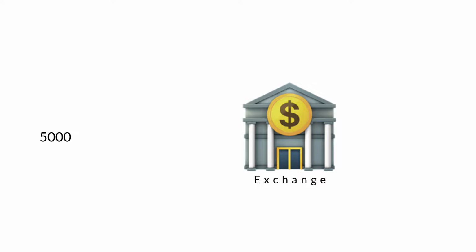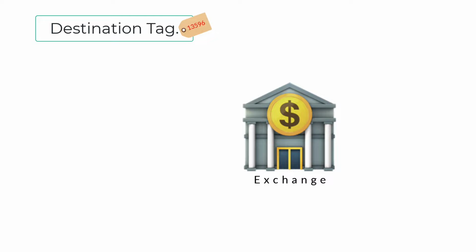As of now, the base reserve is 10 XRP. So to activate 5,000 accounts, you will need 50,000 XRP. Not all exchanges will be willing to set aside that much funds as reserve. To solve this issue, XRP Ledger has a neat feature called destination tag. In this video, we will be discussing destination tag as well as source tag.